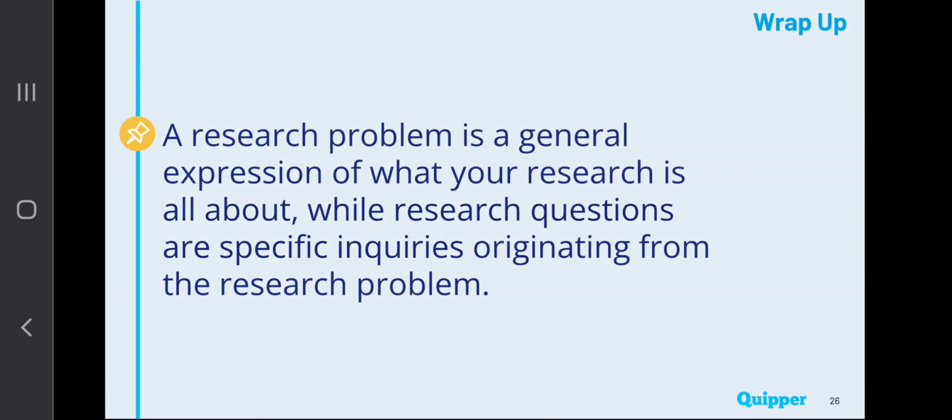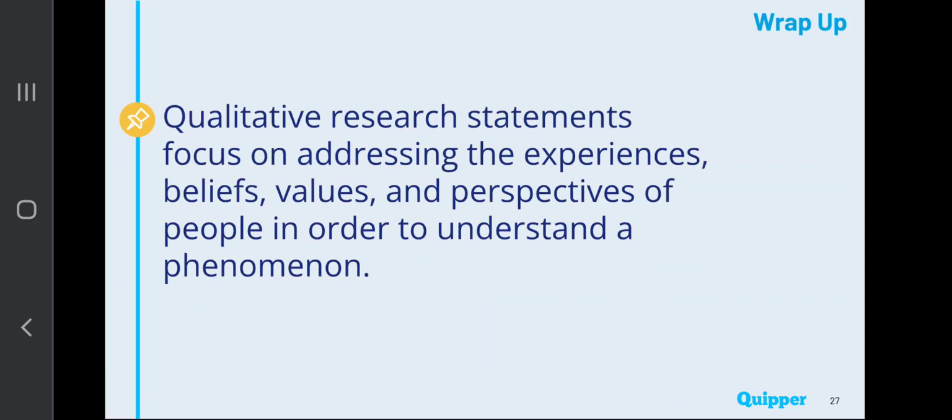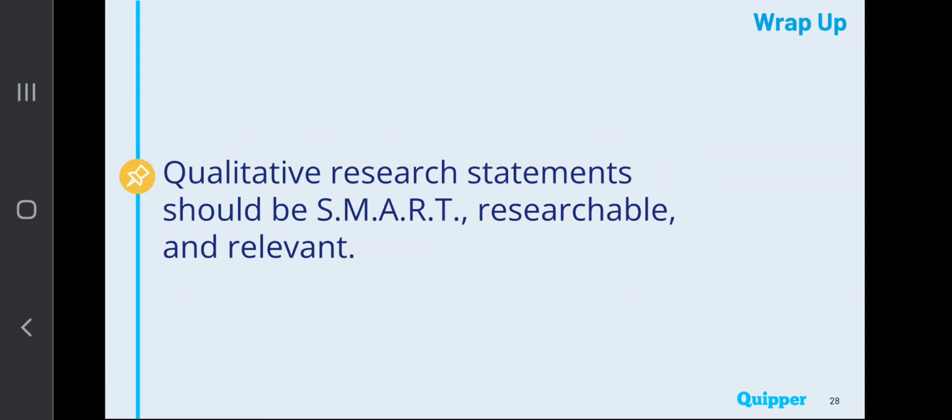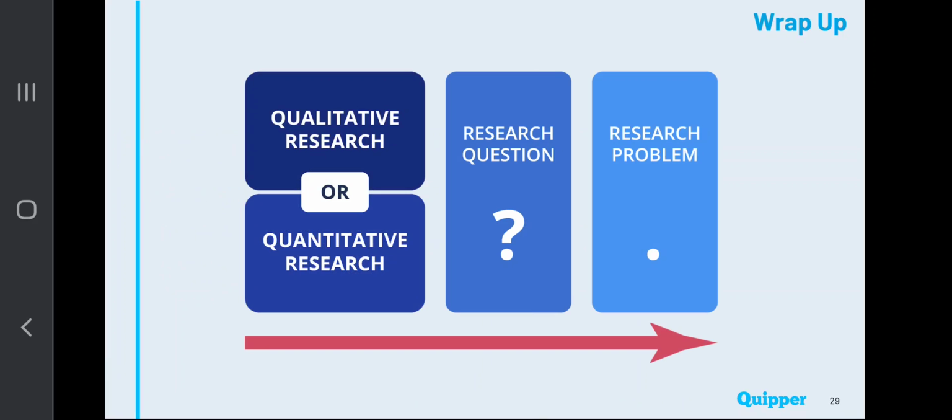Now, let's try to wrap up our discussion. When we talk about a research problem, this is a general expression of what your research is all about, while research questions are specific inquiries originating from the research problem. Qualitative research statements focus on addressing the experiences, beliefs, values, and perspectives of people in order to understand a phenomenon. Qualitative research statements should be SMART, researchable, and most of all, relevant.